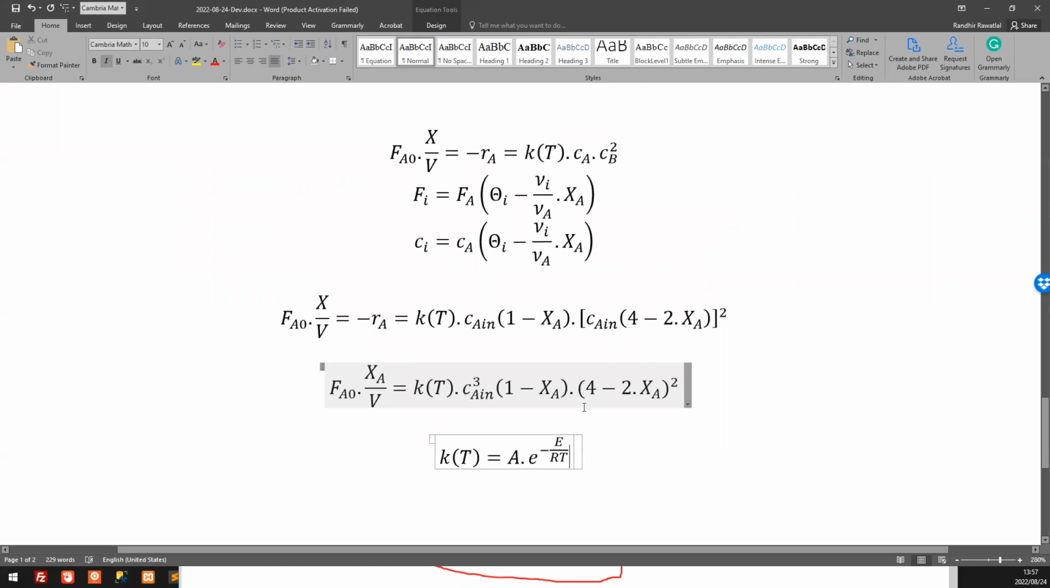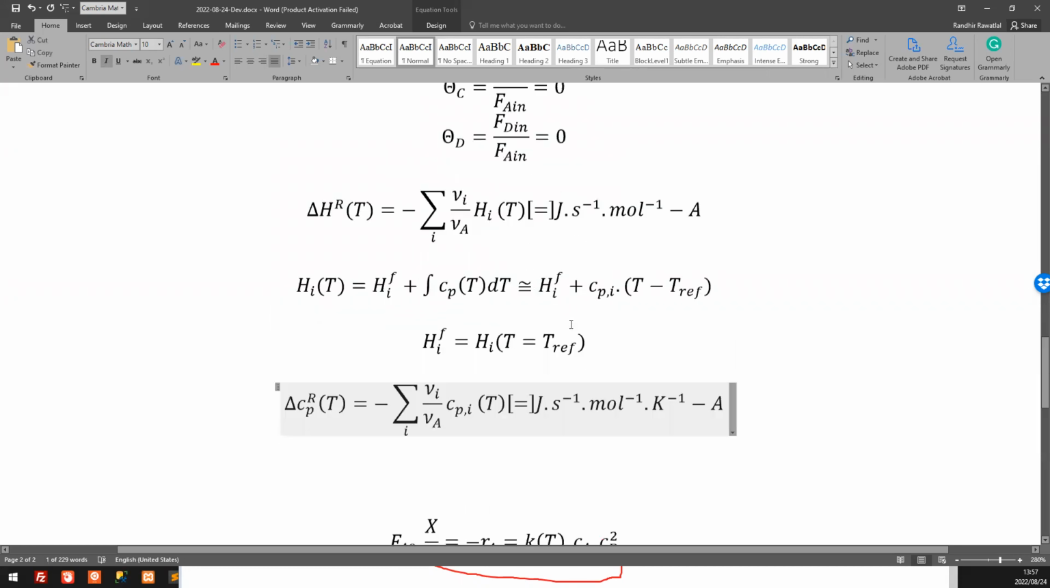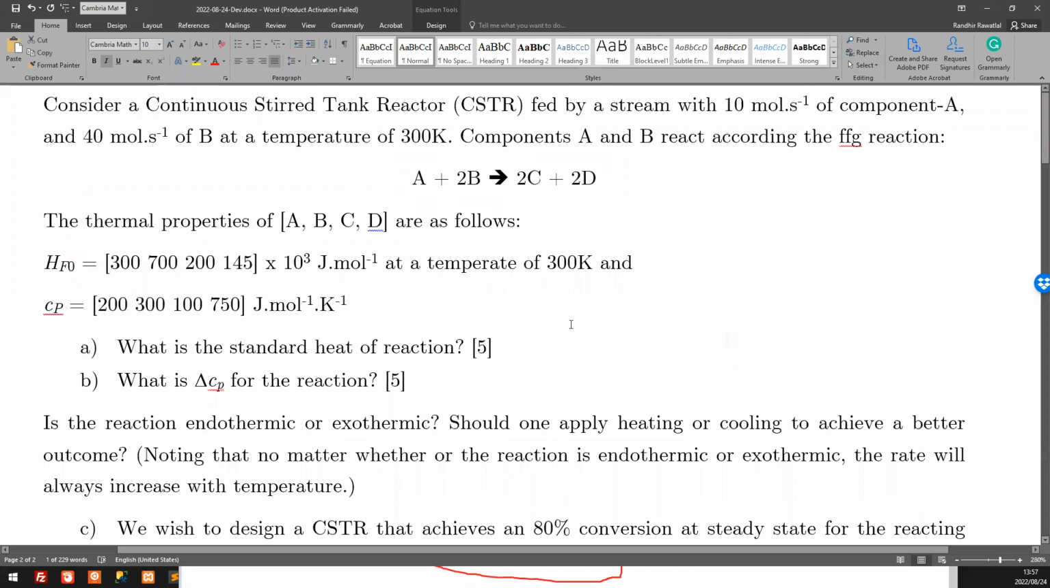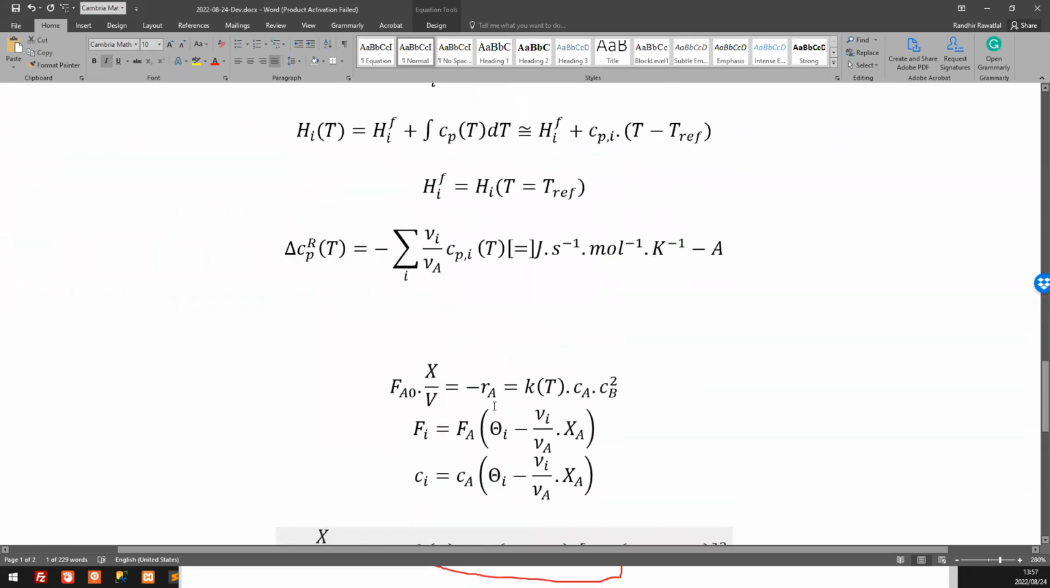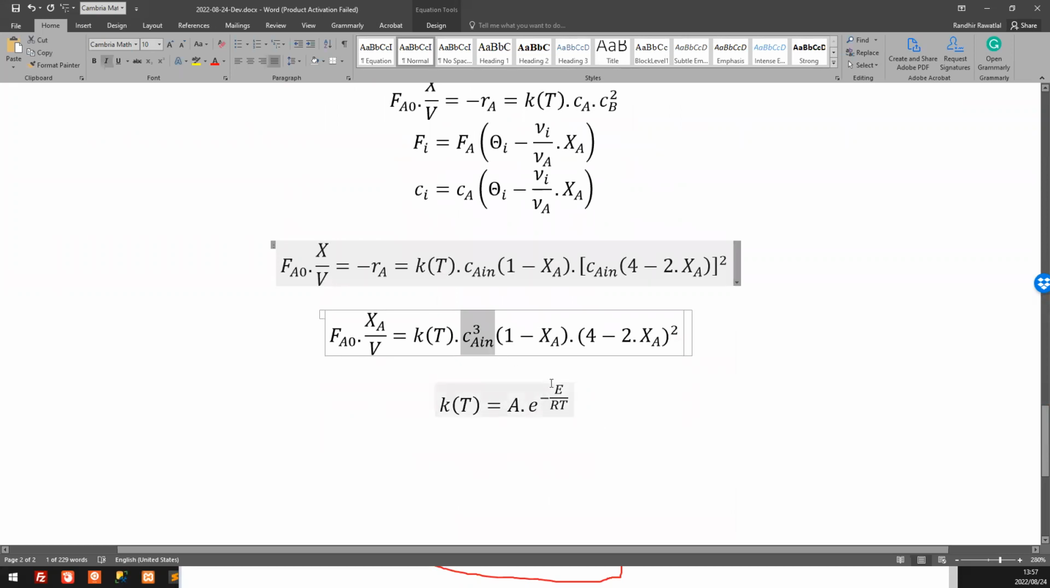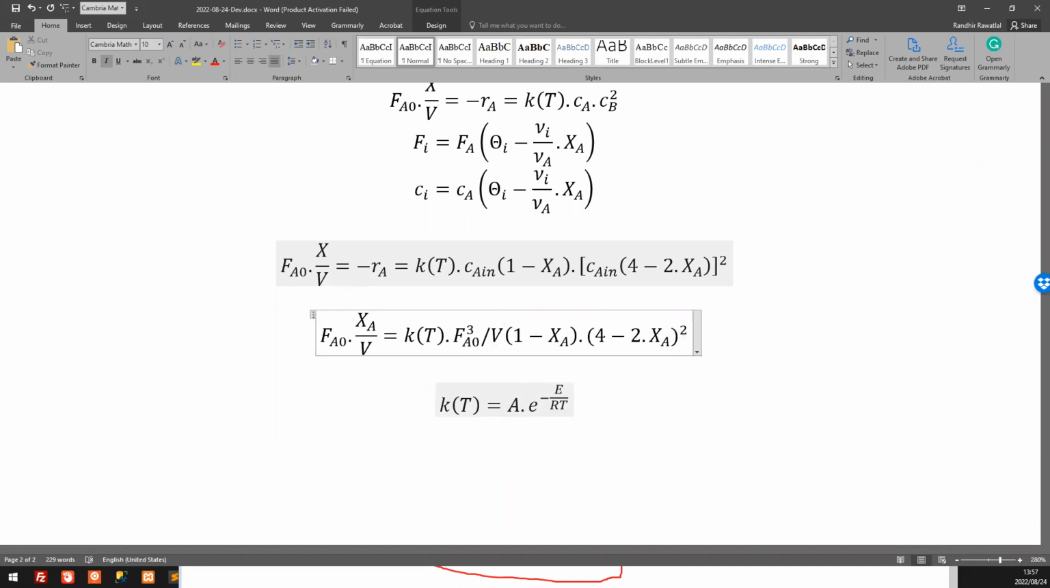So A and E, you stick those in there, that gives you a K. So you've got the K, CA in, let's see, well, if we are solving for the volume, then we need to keep that volume out there. We should rewrite this as FA naught cubed over V cubed.